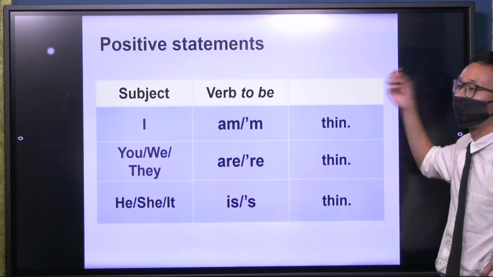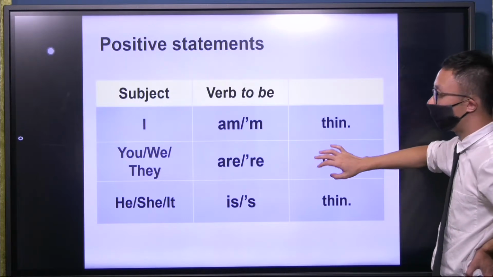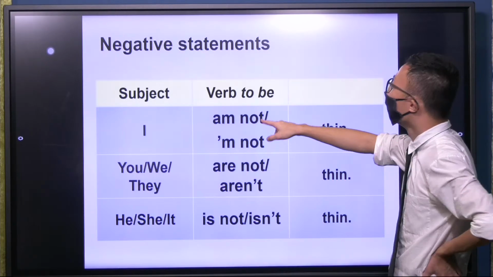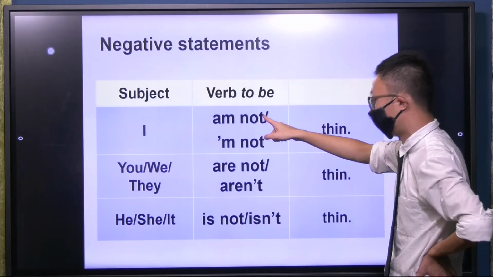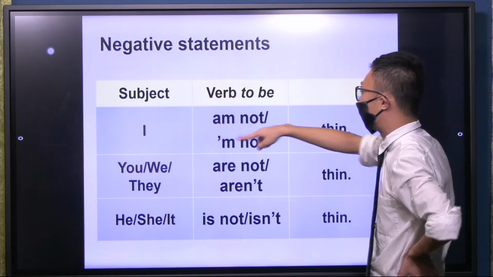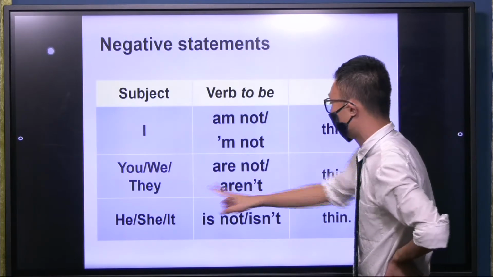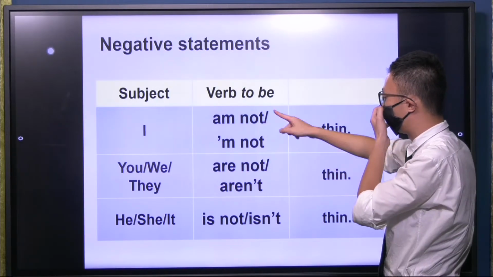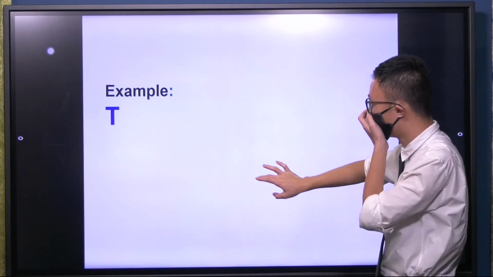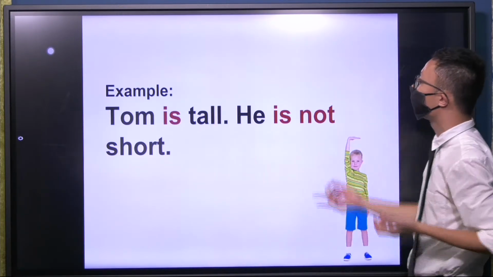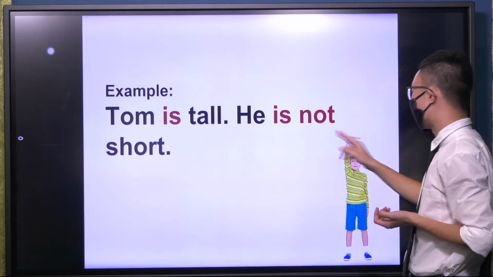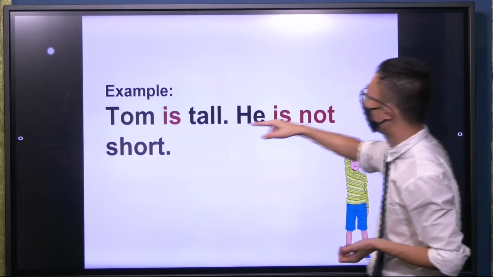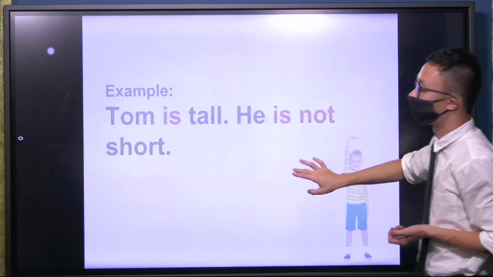I hope you remember this from your primary school, and now you remember all these rules, right? For the negative statement, it's basically the same thing. You put the not at the end of the be, the different form. I am not thin, we are not thin, she is not thin. Same thing. Just put a not after any variation of be, right? So here's an example. Tom is tall. He is not short. All right? Tom, tall, not short. Got it? This one is a be. This one is also a be. They just change the form. All right?